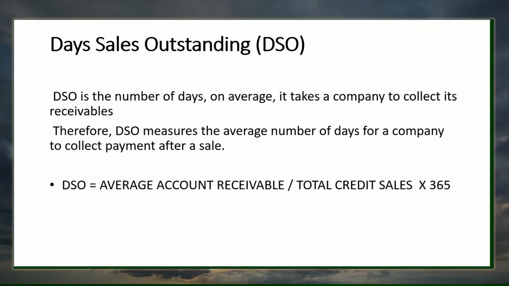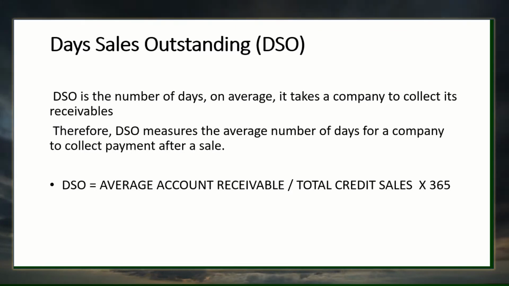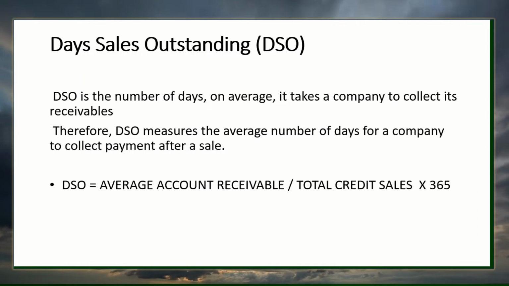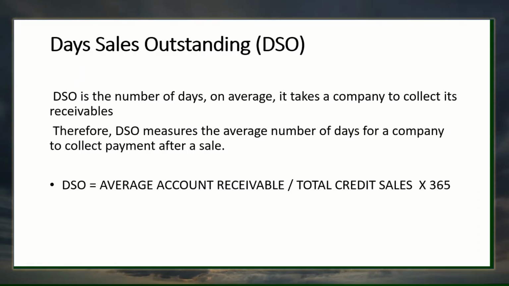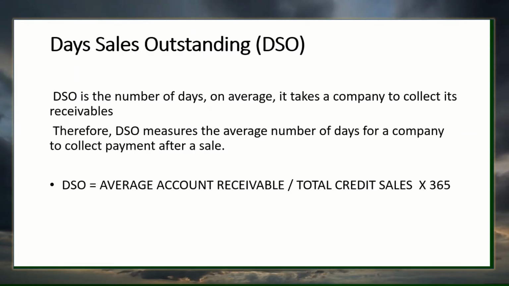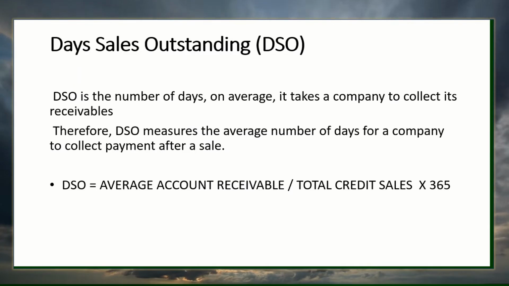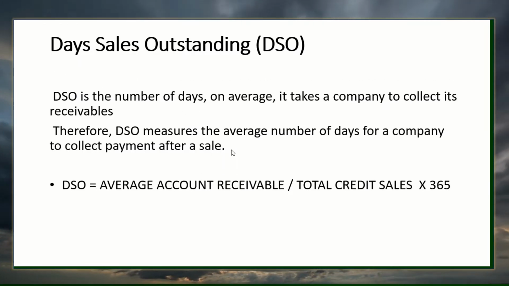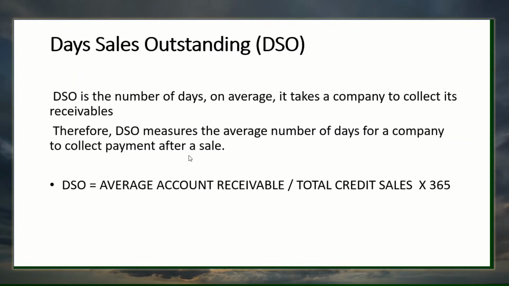Especially when a company makes a sale on credit, it has to collect back the money, right? So the number of days it takes a company to collect back those credit sales is what we call days sales outstanding. That's an average number of days. It simply measures the average number of days for a company to collect payment after a sale.